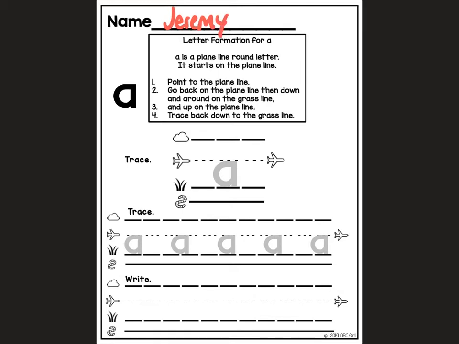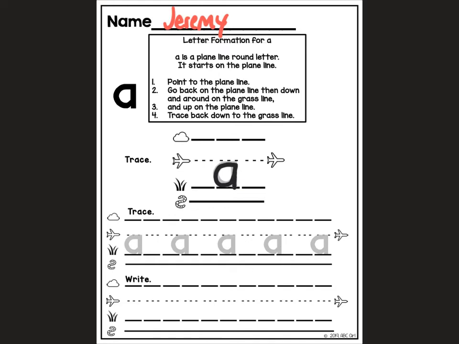So the lowercase letter A is a plain line round letter. It starts on the plain line. So let's point to the plain line here. We go back around the plain line and then down to the grass line and back up to the plain line. Then trace back down to the grass line.